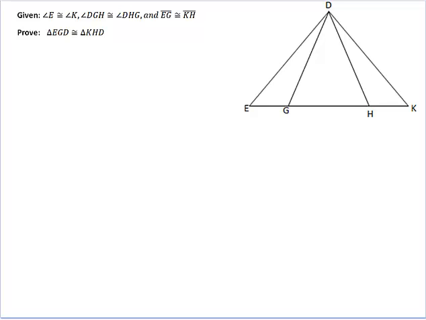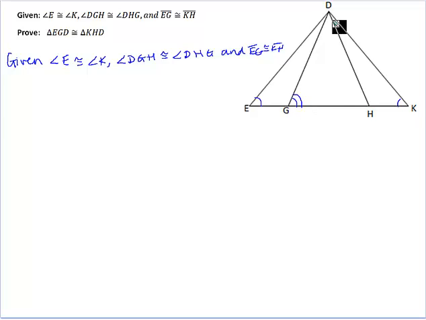So I always start with your given. So given angle E is congruent to angle K, angle DGH is congruent to angle DHG, and EG is congruent to KH. And then we'll label that. So E and K are congruent. Angle DGH is congruent to DHG, and EG and KH.